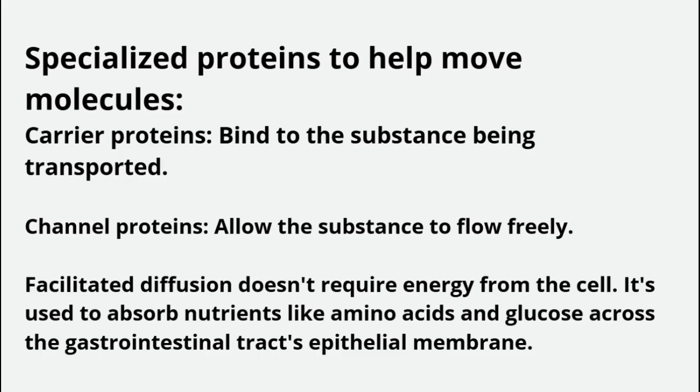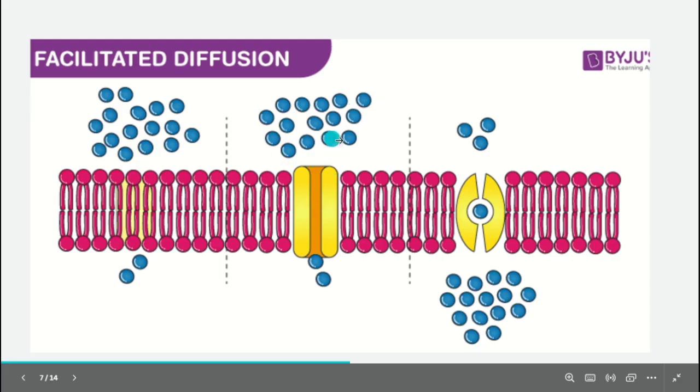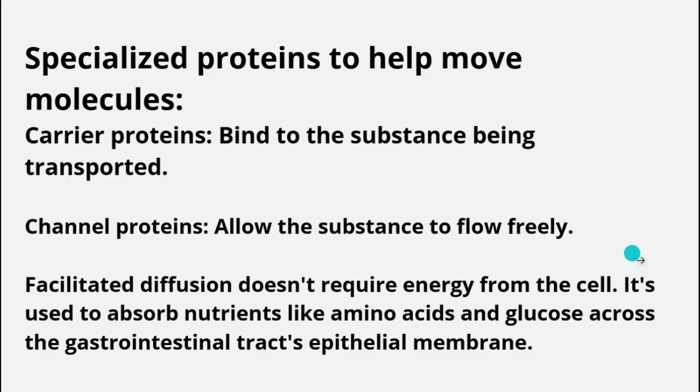In facilitated diffusion, we use carrier proteins and channel proteins. Carrier proteins bind to the substance being transported, right? And channel proteins allow the substance to flow freely. As you can see, it literally binds. Look at that, specifically shaped for the molecule in order to get it across the membrane, while the channel protein just lets them go through.